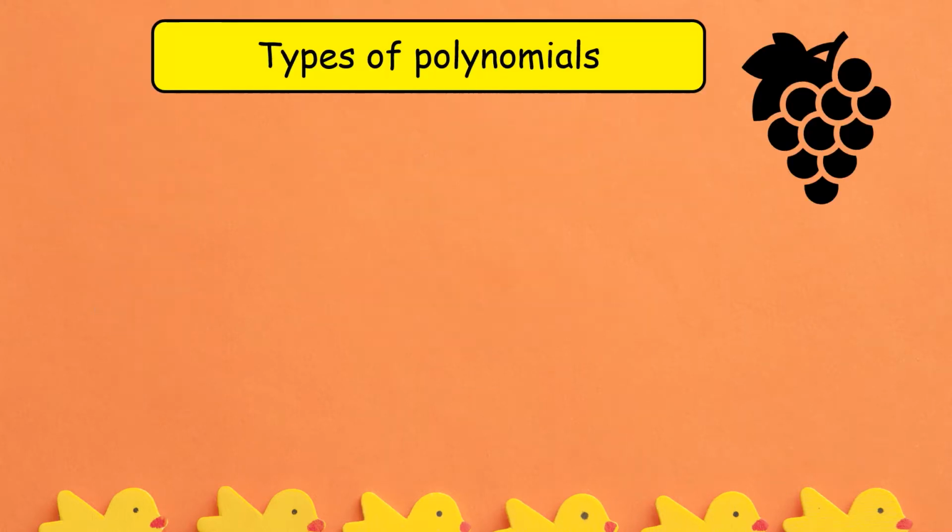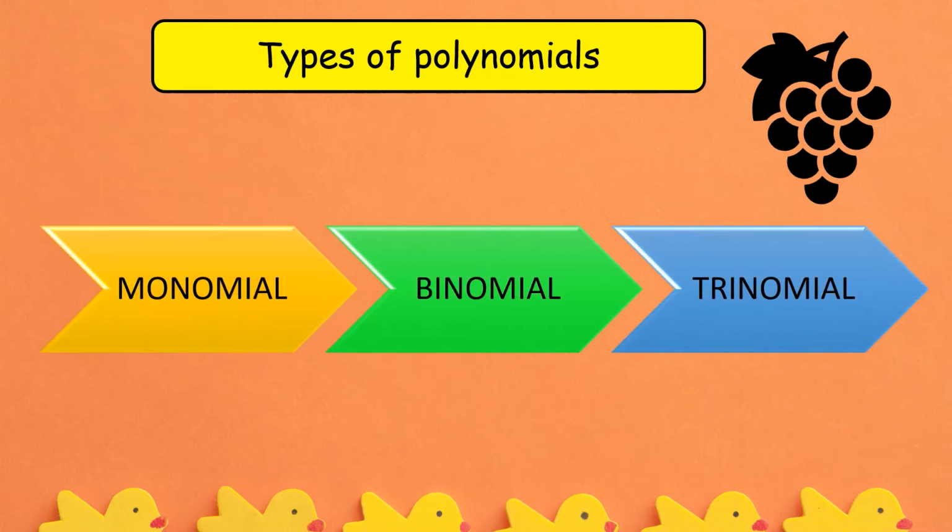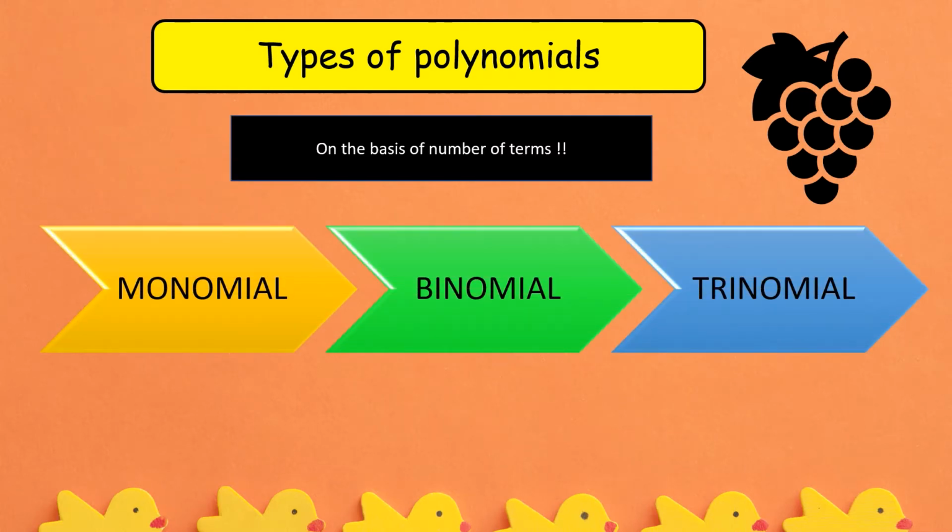Great. Now let's move on and learn about the types of polynomials. The first category is based on the number of terms. Based on the number of terms, polynomials are divided into three types: monomial, binomial, and trinomial. Let us look at each one in detail.